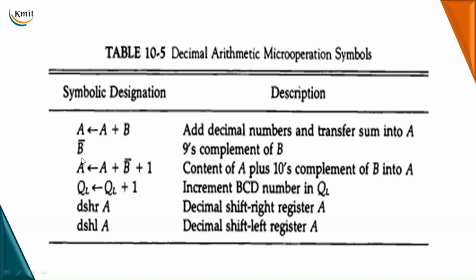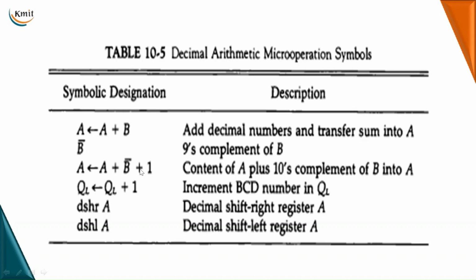Similarly, B complement. In sign magnitude operations, you have used a B complement, which is nothing but the one's complement. But in BCD operations, B complement performs the nines complement of B. Similarly, if you want to perform a subtraction operation, it is implemented as A + B complement + 1, similar to the sign magnitude subtraction operation.